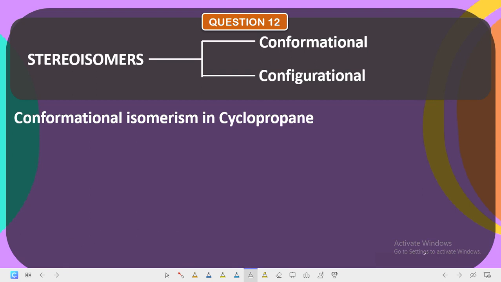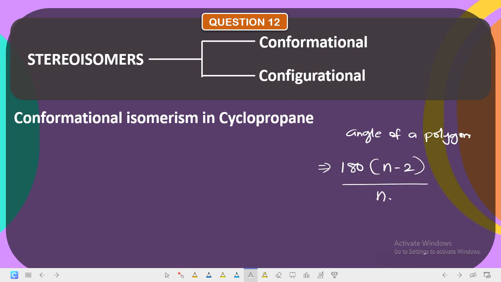conformational isomerism in cyclopropane. Now, before we talk about that, let's go back to our primary two mathematics. In mathematics, we are told that the sum of the angles of a polygon is given as 180 bracket n minus 2 all over n. It's given by 180 bracket n minus 2 bracket over n. Are we getting it now?